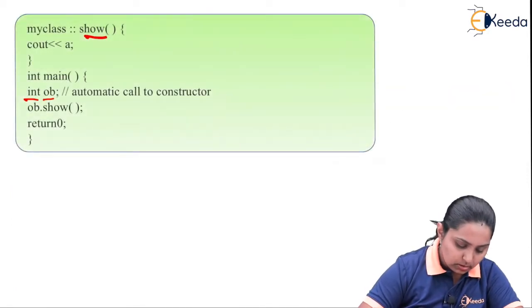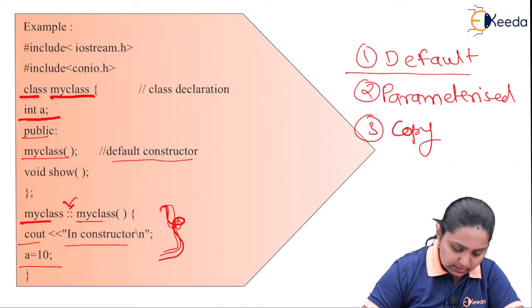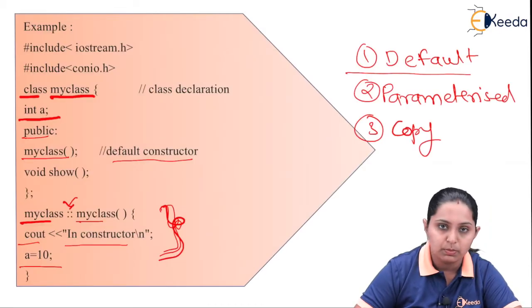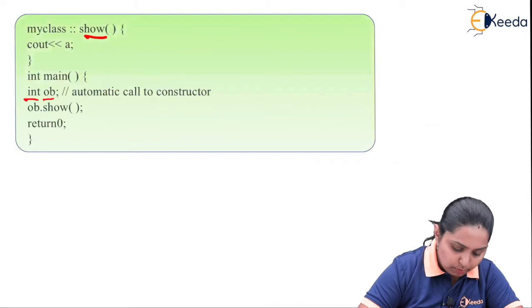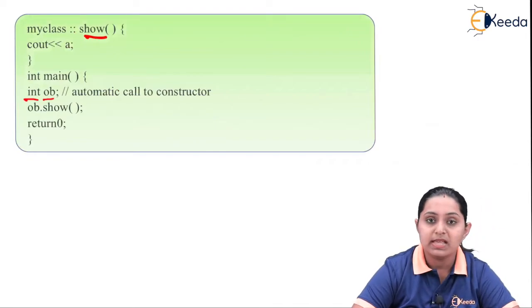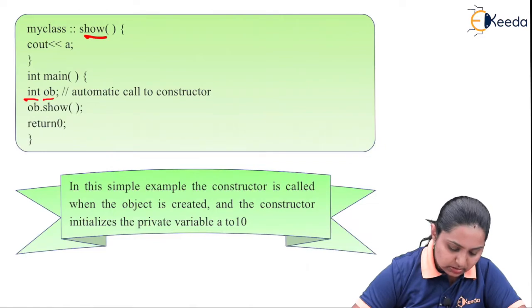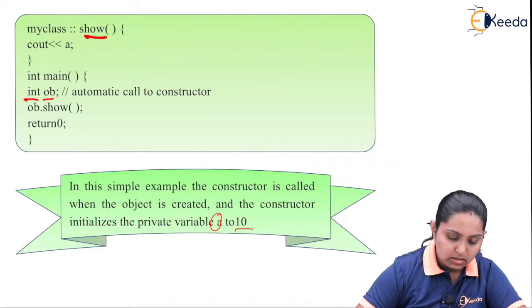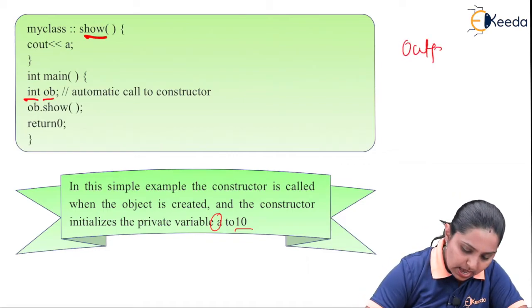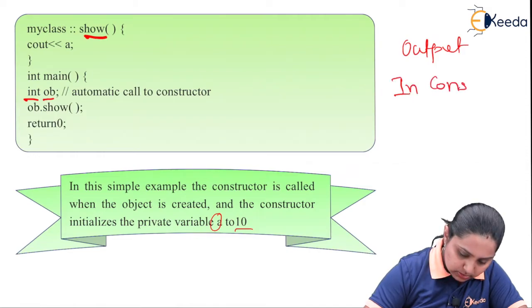So you will get first thing as "in constructor" as output, and ob.show will display the value as 10. In this example, the constructor is called when the object is created, and the constructor initializes the private variable a as 10. The output you will get is "in constructor" with a space, then 10.